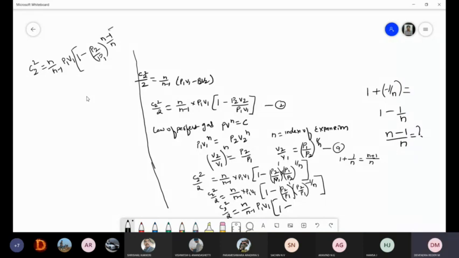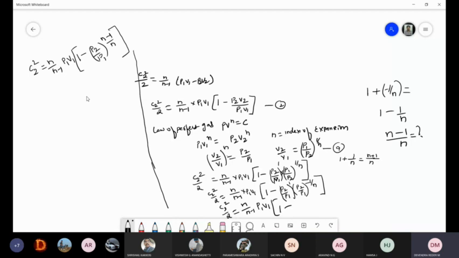So this is the equation we got finally. After simplifying, we got n minus 1 divided by n. So I am substituting here. C2 squared is equal to 2n divided by n minus 1, P1 V1 times 1 minus P2 by P1 to the power of n minus 1 divided by n. Up to here, any doubt you can ask me. This is all fully simplified. Karthik, do you understand? Any doubt, you can ask me how you got this one.